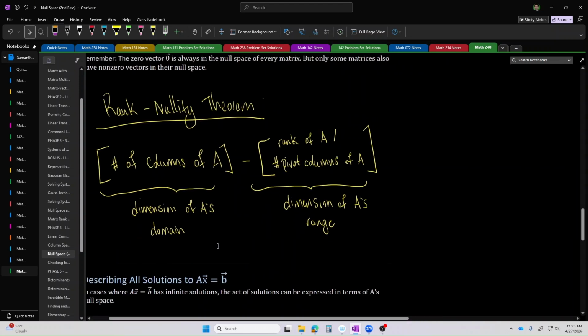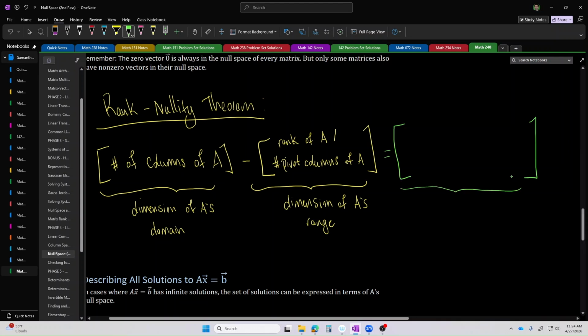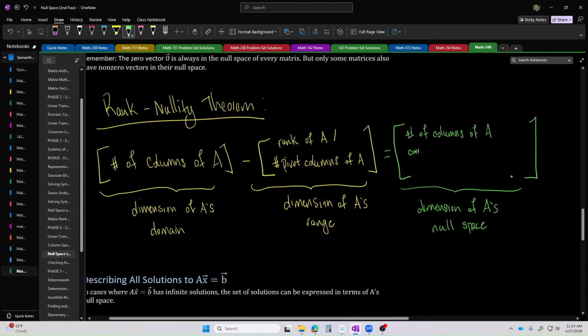And if you calculate the difference between these two values, the number of columns minus the number of pivot columns, the dimension of the domain and the dimension of the range, that difference tells you how many dimensions of information are being lost or compressed by the action of the matrix. The difference between these two is going to tell you the dimension of A's null space. In other words, the number of columns of A that correspond to free variables in a system.